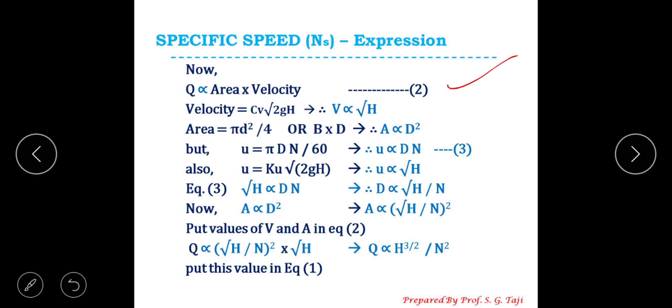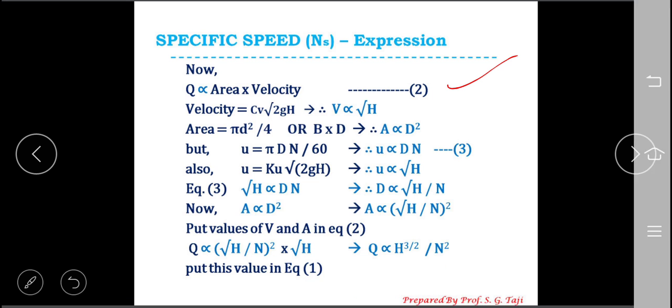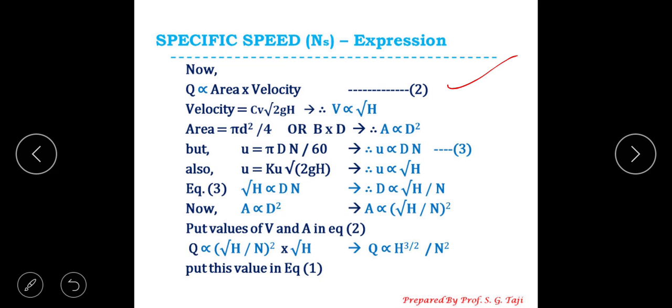Area is equal to pi d squared by 4 or B into D, which implies area is proportional to D squared. But U is equal to pi dn by 60, we know, which implies U is proportional to dn. 60 and pi are constant. Every time I need not say it. To start with, in two steps I have said.